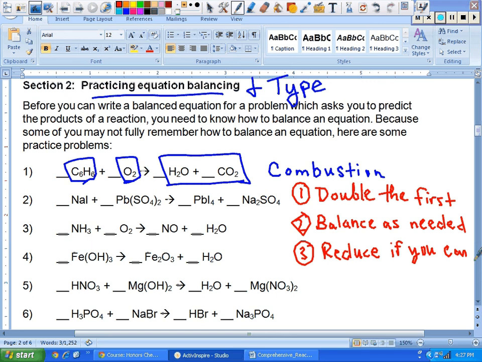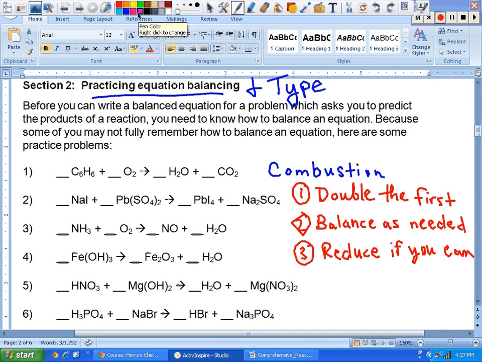The rest of them I'm going to leave for you to do by yourself. Hopefully you should be able to do this without any trouble at all. So again, reading the tips over here, we're going to double the first one. So I'm simply going to put a 2. That's going to give me 12 carbons. So I'm going to come over here and put 12 carbons. That's going to give me 12 hydrogens. So there's already 2, so I need a 6 right here.